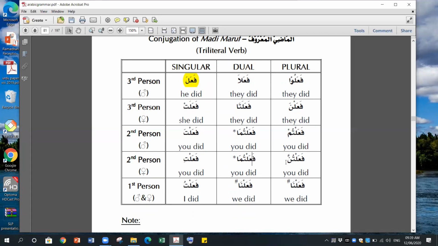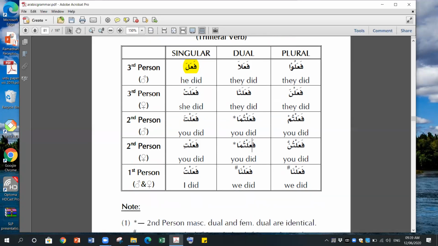If you remember the attached pronouns, it was ka, kuma, kum, ki, kuma, kunna. This is the same pattern. Fa'alta, fa'altuma, fa'altum, fa'alti, fa'altuma, fa'altunna. If you go back and revise those attached pronouns, you will find a pattern matching with this. The same pattern is followed here.